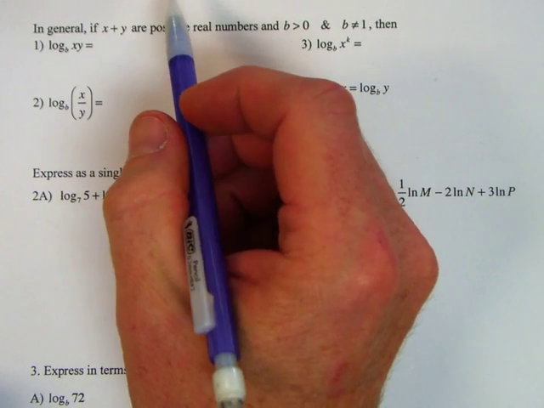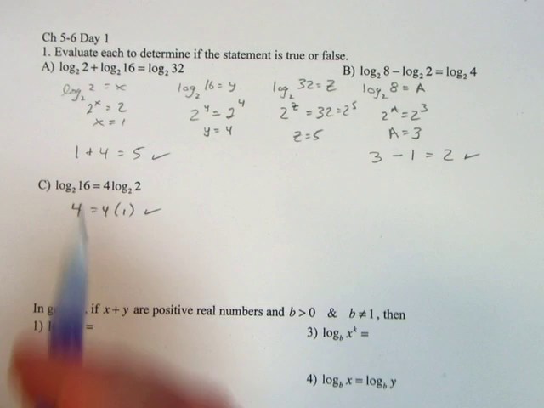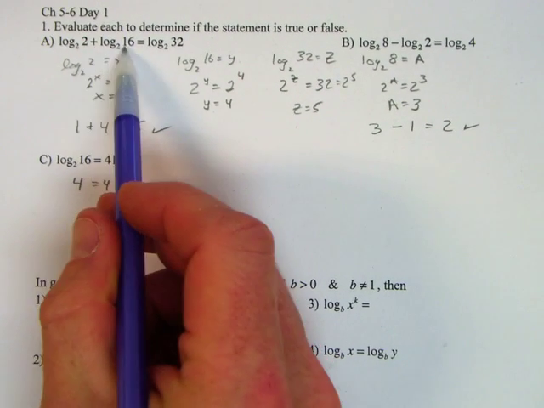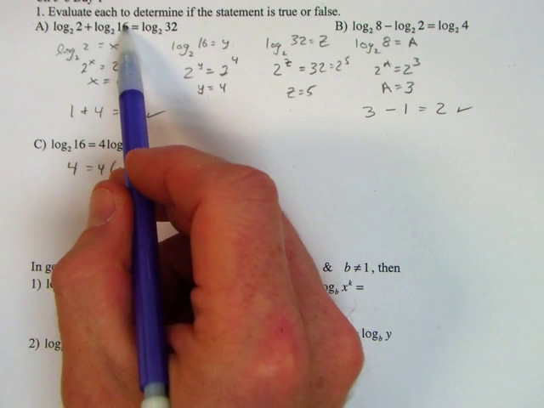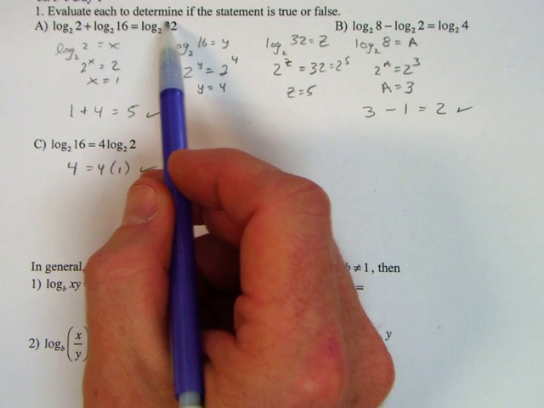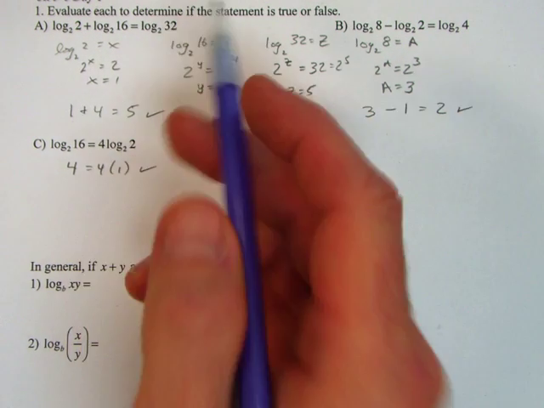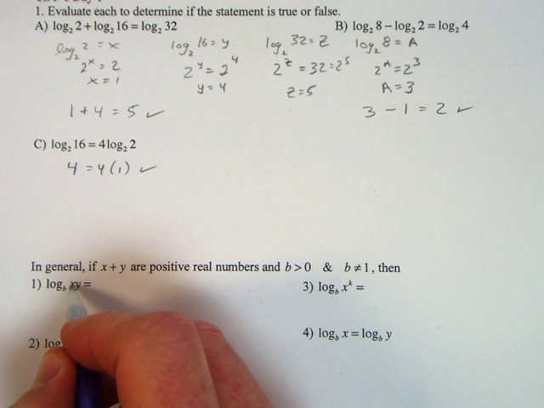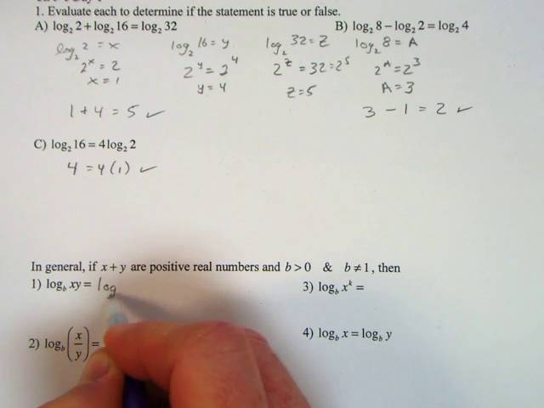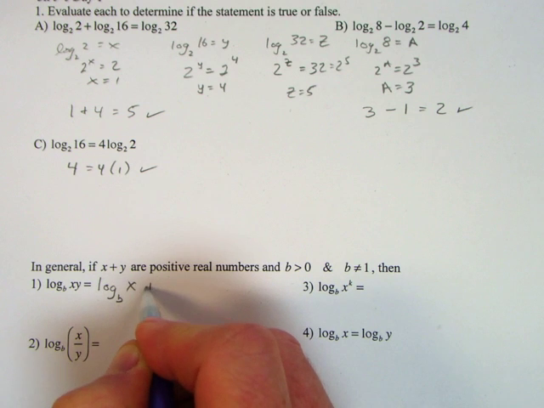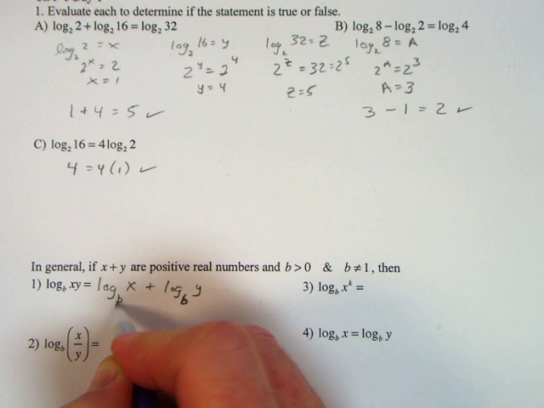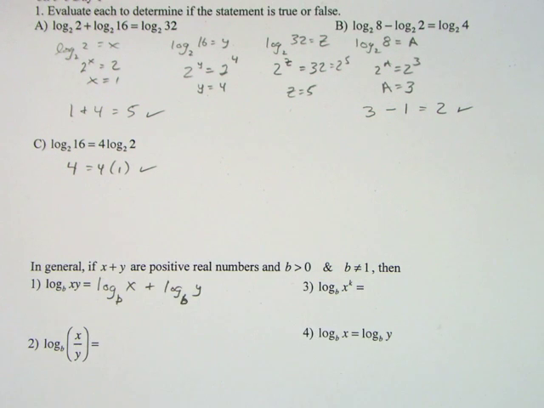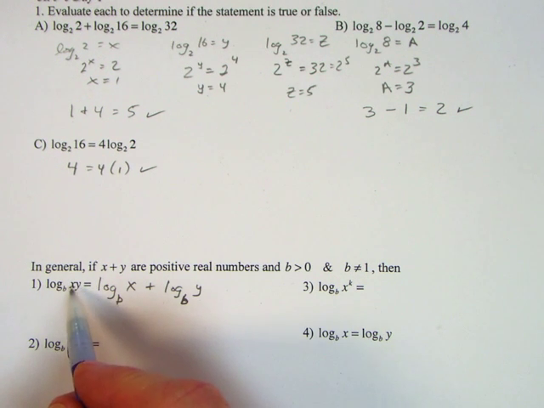Let's look at 1a. Notice a relationship here. We have the same base in these numbers, and then what's the relationship between 2 and 16 and 32? If you multiply 2 times 16, you get 32. So if you have something like 16 times 2, this can be broken up to log base b of x plus log base b of y. Now, why does that work? What you have to remember is, what is a log? A log is an exponent. And what we are dealing with here is multiplication.